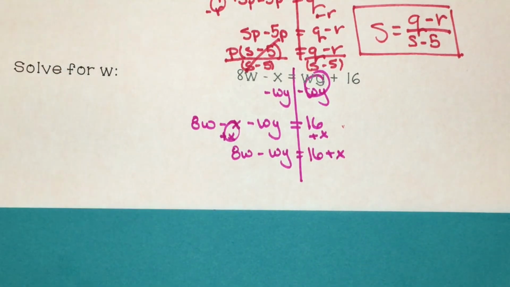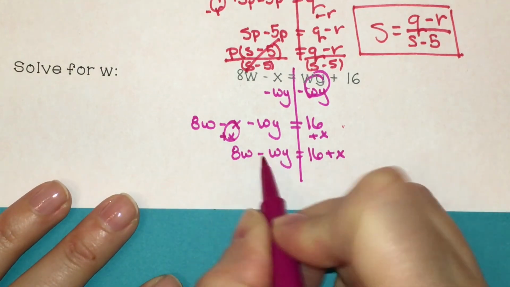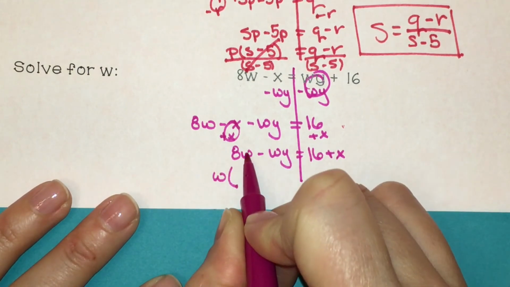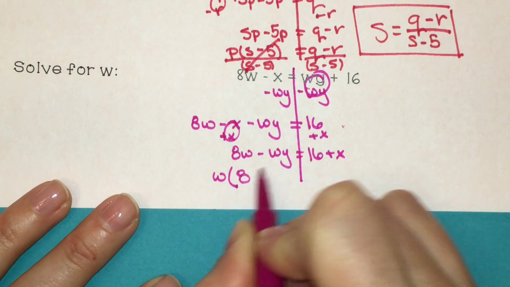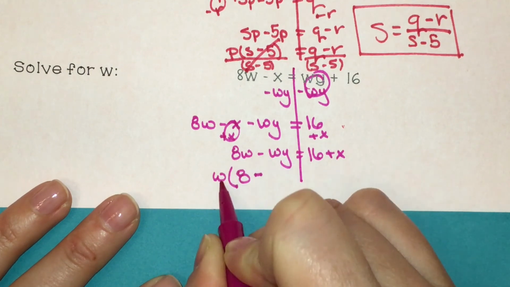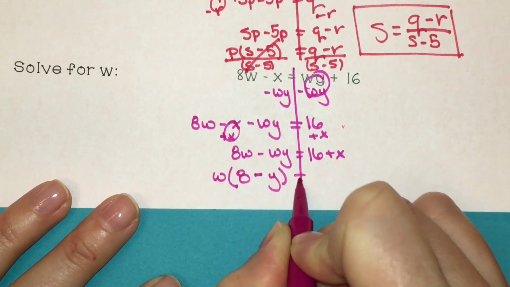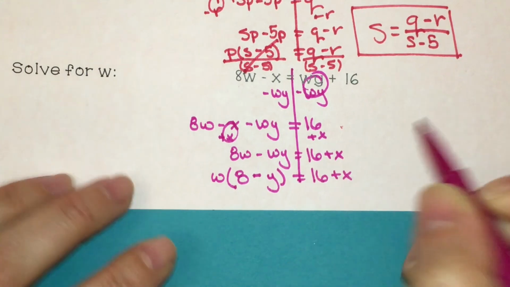All right, now we're going to factor out that w. That's what they both have in them. When we get this w to factor out, we're left with 8, minus, when we took this w away, we're left with y, equals 16 plus x.